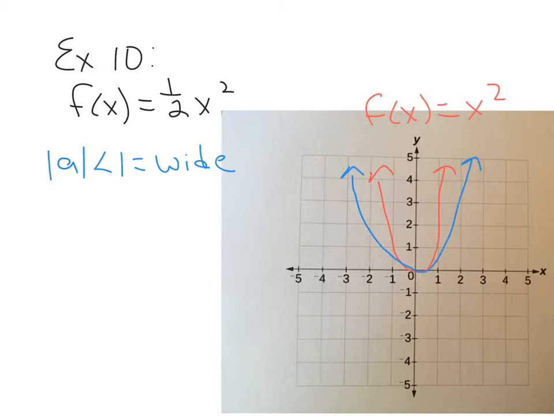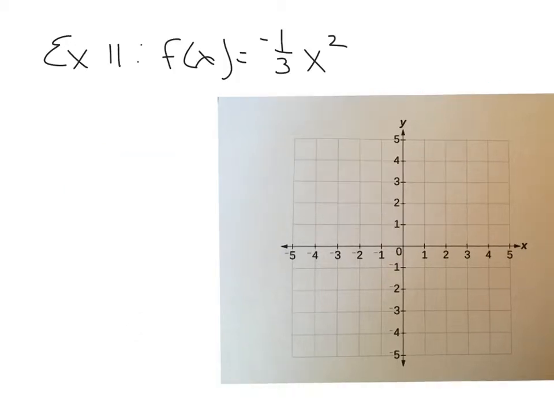It's just wider. And again, like I said in the last example, the only way to really get this exact is to either make a table of values or put this into the graphing calculator. Example 11 is on page 248. We're graphing f of x equals -1/3 x squared.